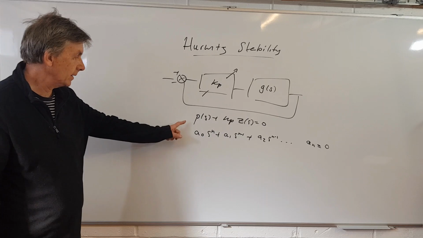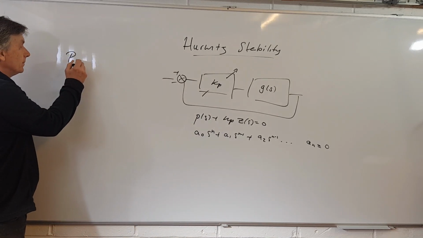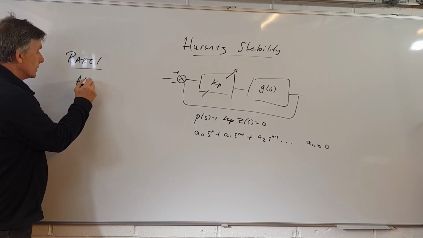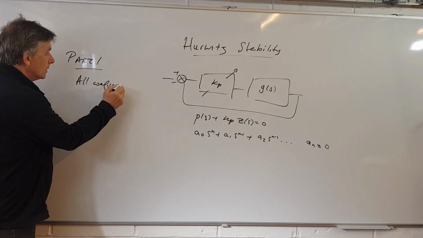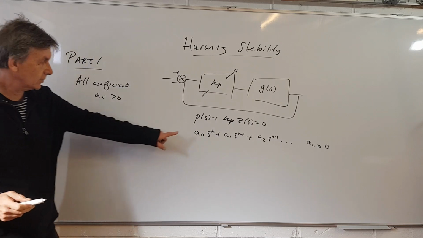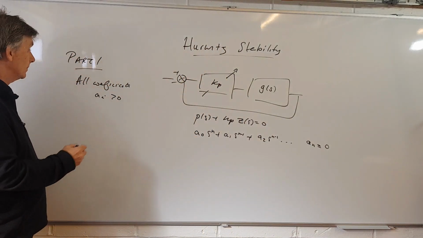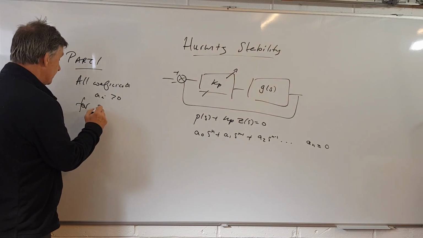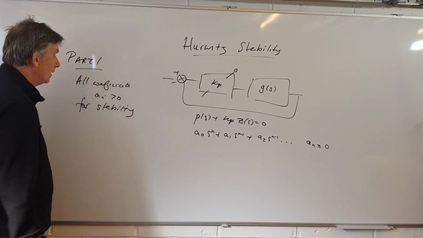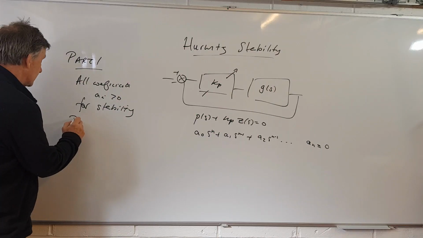So the Hurwitz stability test now is in two parts. Part 1. This is quite simple. All the coefficients ai have to be positive. That means all these coefficients here have to be positive for the system to be stable. Then, having done that one, we can move on to part 2.